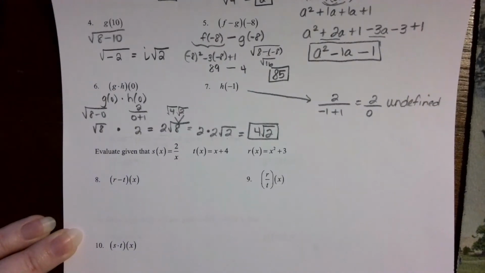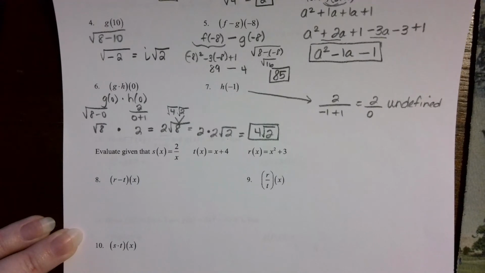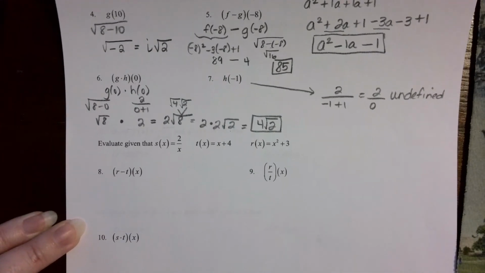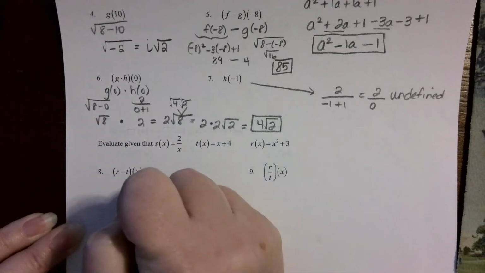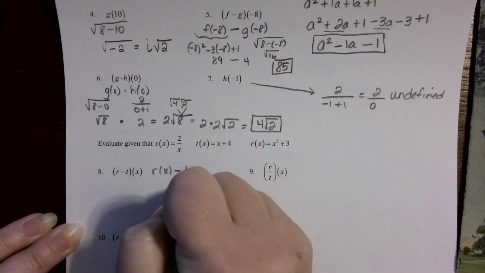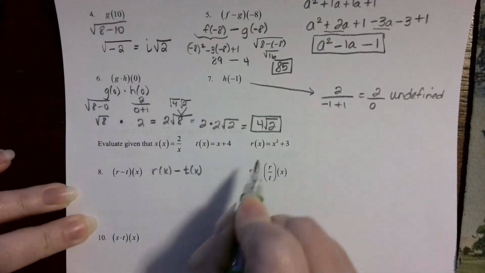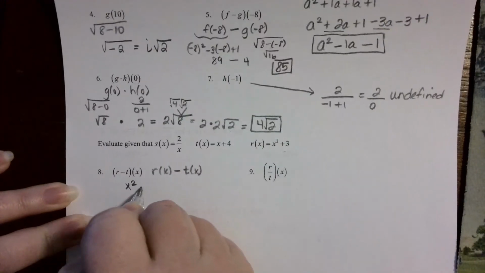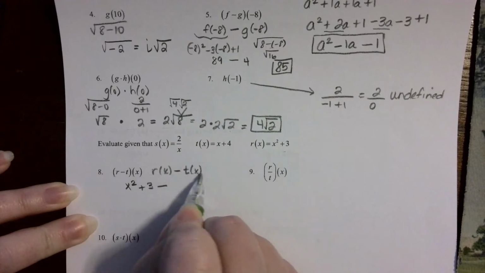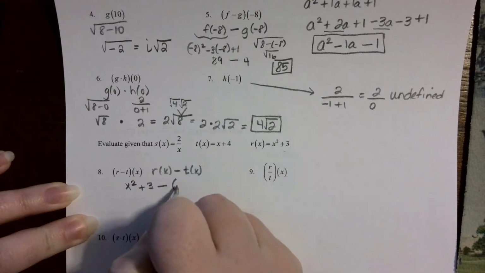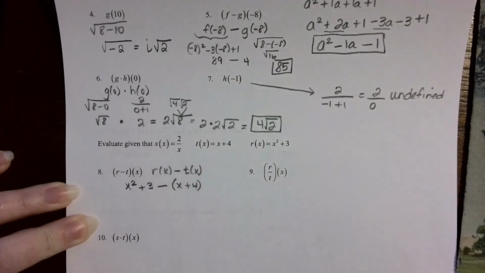Numbers 8, 9, and 10 are doing the same kinds of problems. The only difference is they've changed your equations around a little bit. So if you'd like to hit pause and try 8, 9, and 10, I suggest it's a good time to do so. But I will continue on and work through them. So you've got r of x minus t of x. So r of x is x squared plus 3, minus t of x, which is x plus 4. Now here's the deal.